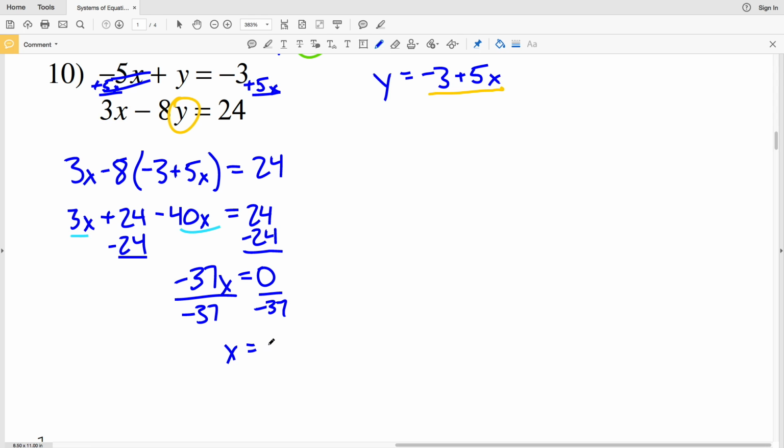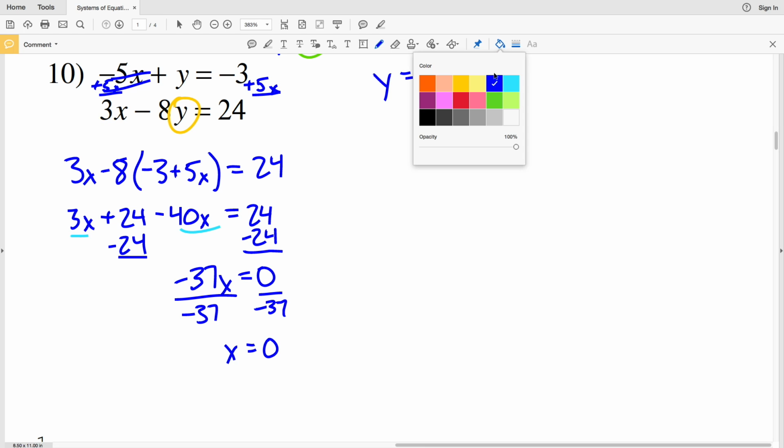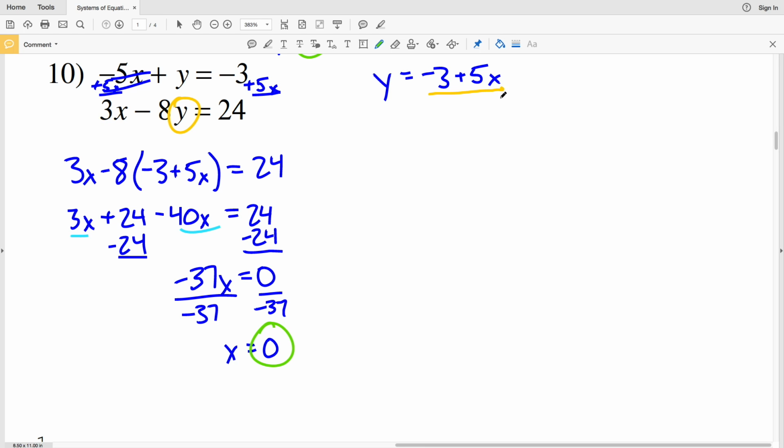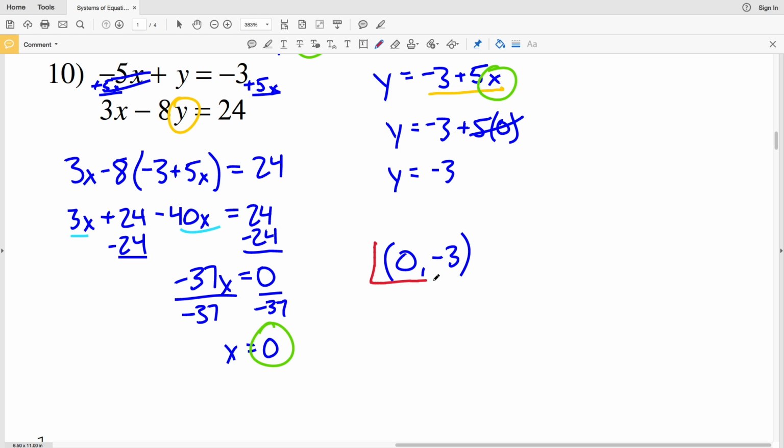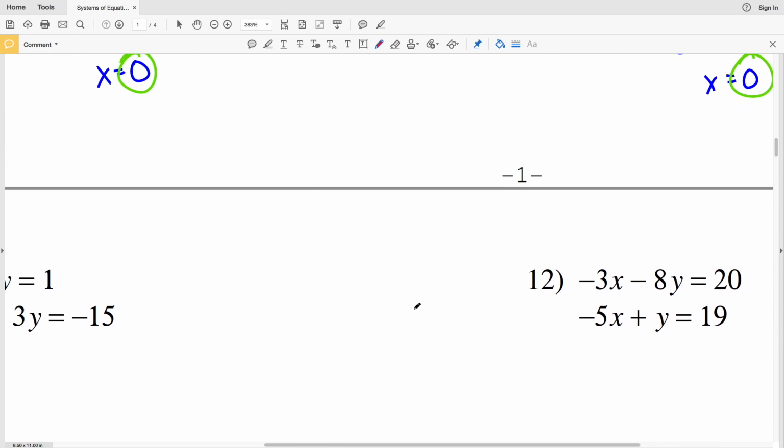So x equals 0. Now I'll take that value of x and plug it in for my equation that's equivalent to y. So y equals negative 3 plus 5 times 0, which is y equals negative 3. So 0, negative 3 is my solution in number 10. X equals 0, and y is negative 3. Now moving on to the second page.